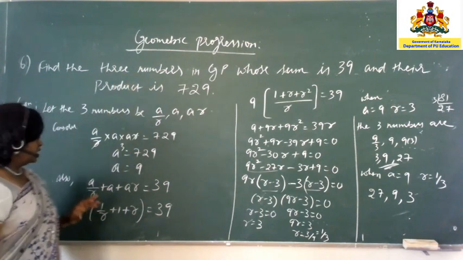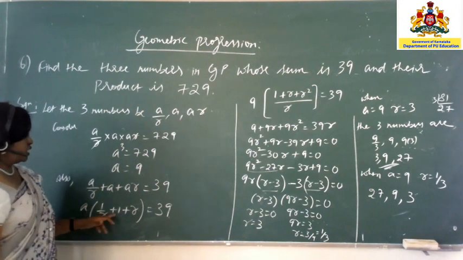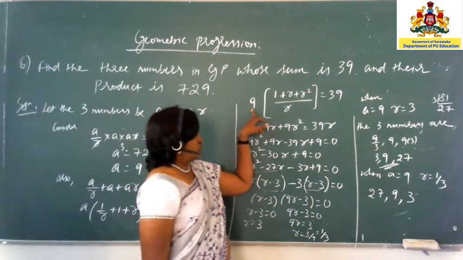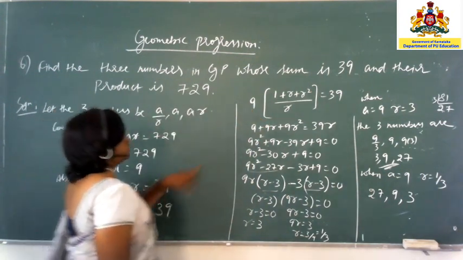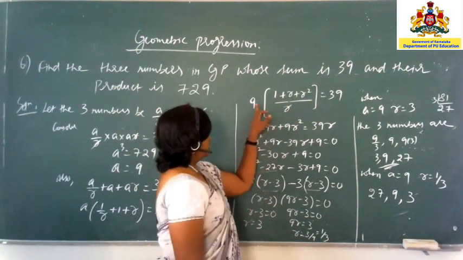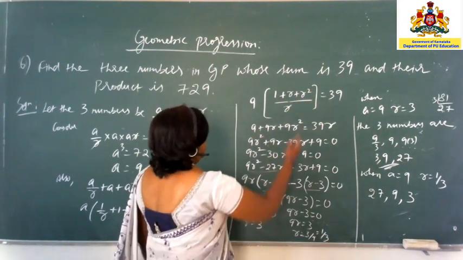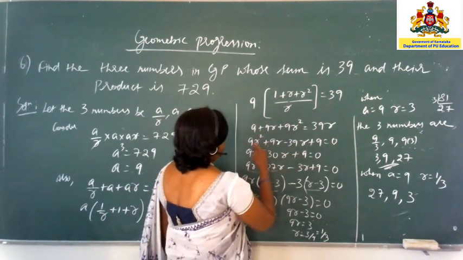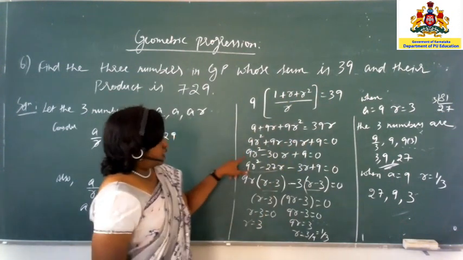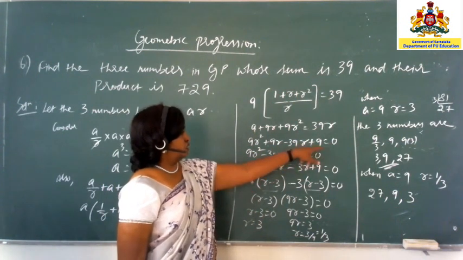And the sum is 39. So a/r plus a plus ar is equal to 39. You can take out a outside: a(1/r + 1 + r) is equal to 39. Substitute a value 9 and take the LCM r. So (1 + r + r square)/r is equal to 39. Let's cross multiply: 9 plus 9r plus 9r square is equal to 39r. Bring this 39r to LHS. So 9r square plus 9r minus 39r plus 9 is equal to 0, that is 9r square minus 30r plus 9 is equal to 0.